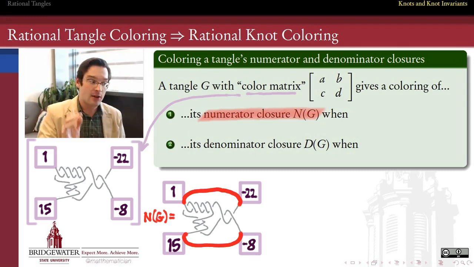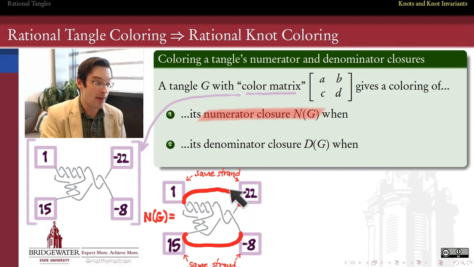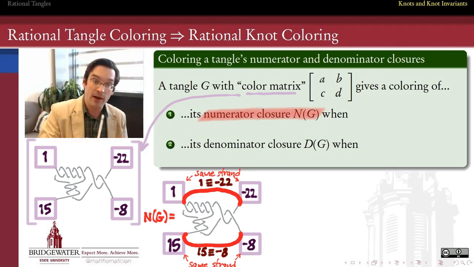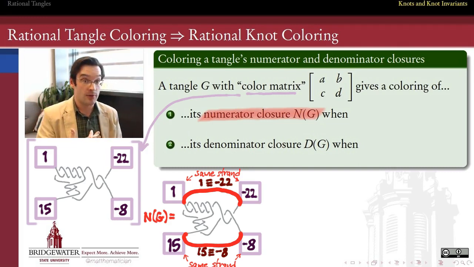Now, for this to be a valid coloration of that knot, we need to make sure that the strands which we previously colored 1 and negative 22 have the same color as one another, because now they are the same strand in this knot. Likewise with our 15 and our negative 8 down here at the bottom, those also have to have the same color as one another, because those are the same strand. And so we're going to get a valid coloration only if we color in an arithmetic system in which 1 and negative 22 are congruent, if they're the same, if we no longer see the difference between the number 1 and the number negative 22, and likewise 15 and negative 8.